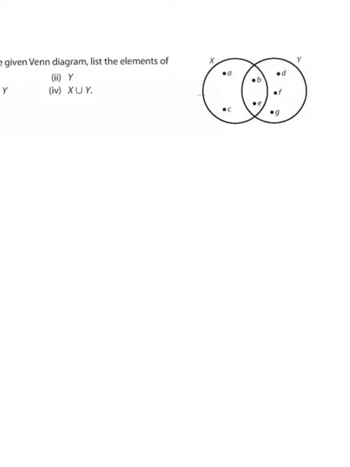Okay, so moving on then to another question here. It says, from the Venn diagram, list the elements of X, Y, X intersection Y, and X union Y. Okay, so X then again, we just write down X. Remember X is every element in this set X. So you follow the circle of X. Then X would be A, B, C, and E.